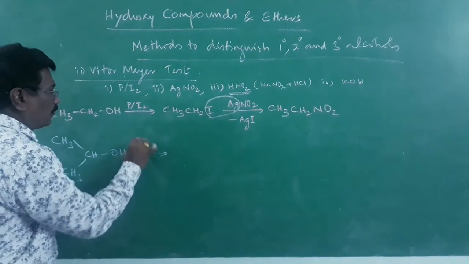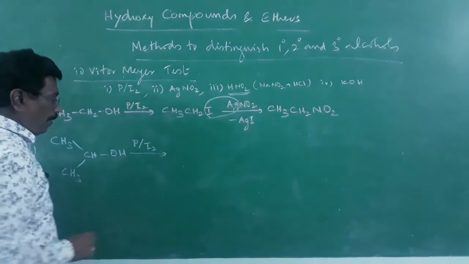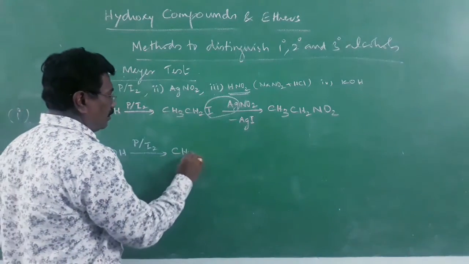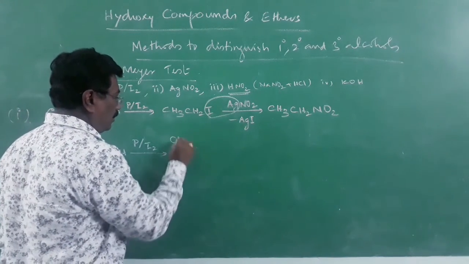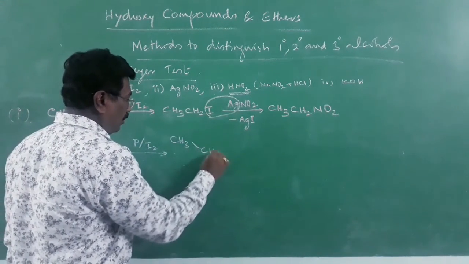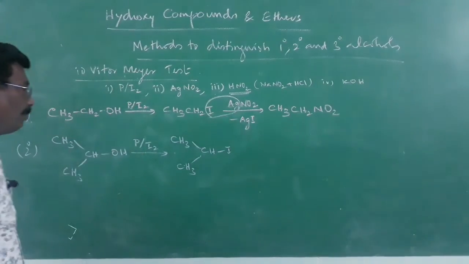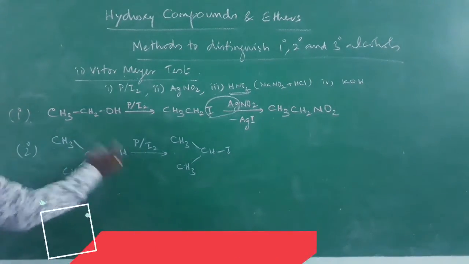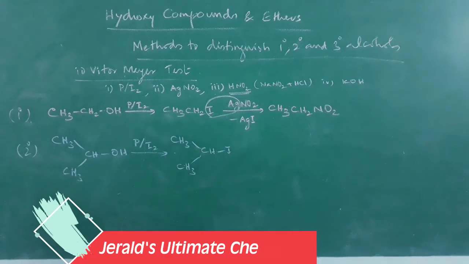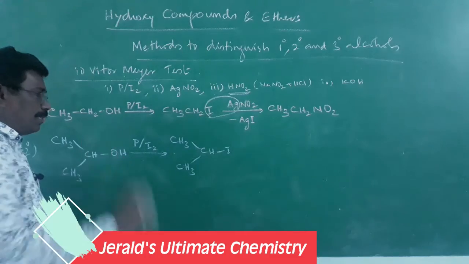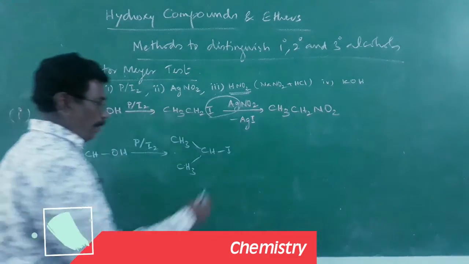It is made to react with phosphorus and iodine. CH3CH(I)CH3, instead of OH, I. Of course, phosphorus and iodine will become phosphorus iodide, and that will react with the OH to become I. And PI3 will become phosphorus acid, and OH will be replaced by iodine. That concept you will be knowing.